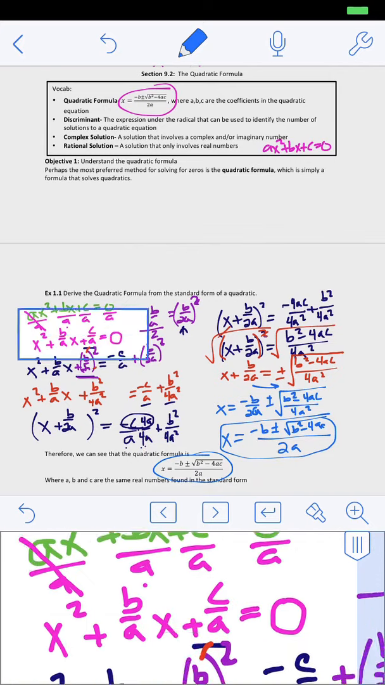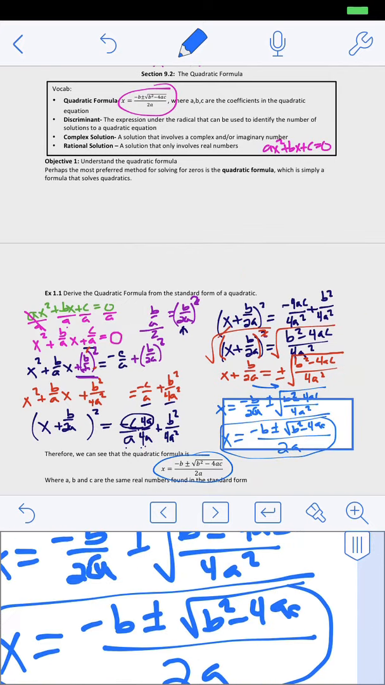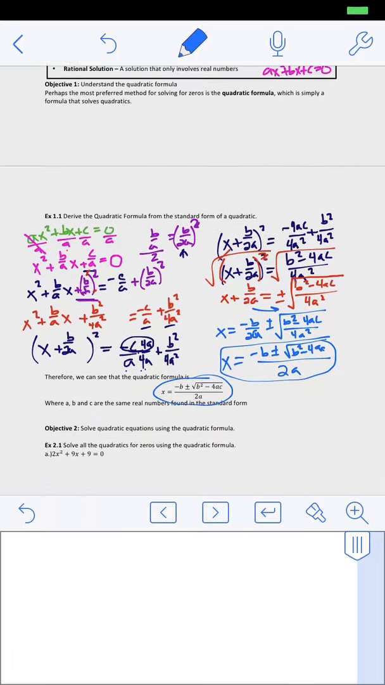Cool, so that's how it works. That's where it came from. Somebody just completed the square with variables. That's all they did. So really, completing the square is much more powerful than the quadratic formula.